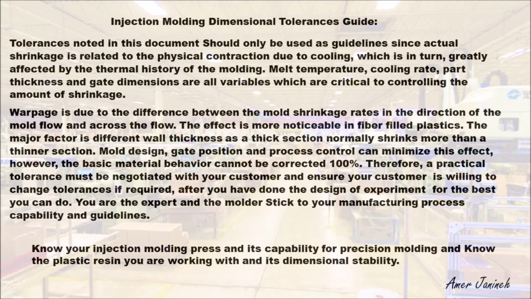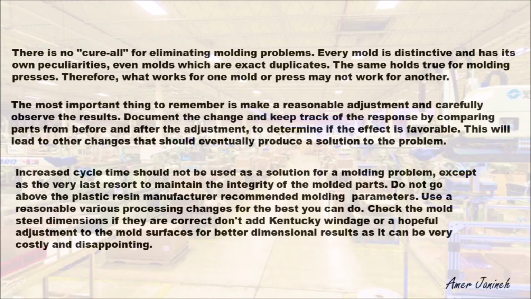Therefore, a practical tolerance must be negotiated with your customer, and ensure your customer is willing to change tolerances if required, after you have done the design of experiment for the best you can do. You are the expert and the molder, you should stick to your manufacturing process capability and guidelines. Know your injection molding press and its capability for precision molding, and know the plastic resin you are working with and its dimensional stability. There is no cure-all for eliminating molding problems.